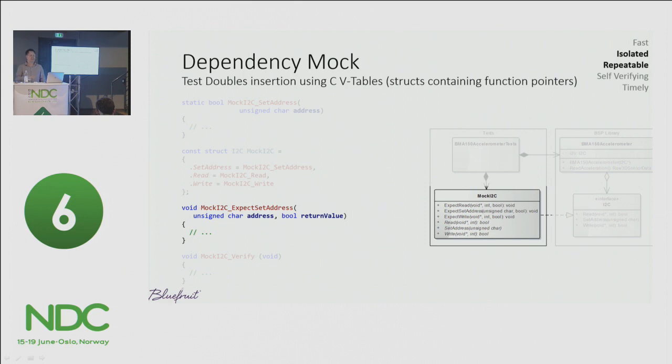Next, I need the methods that allow me to set the expected behavior. And finally, the verify method to check that all the expected method calls have happened. So this time I'm going to have to call the verify method directly in the test. C doesn't provide me with a way of tying my function call to the scope of my test.